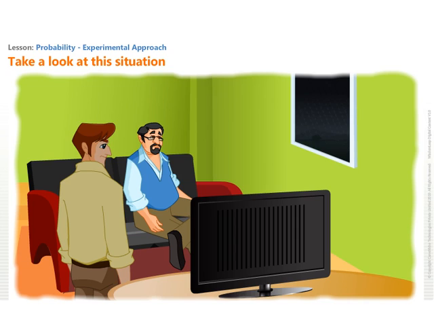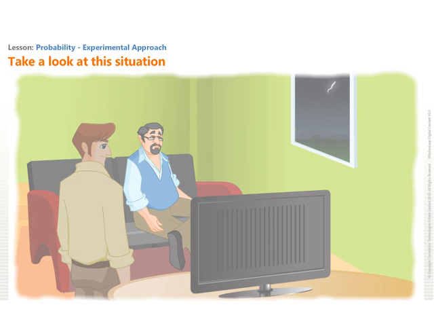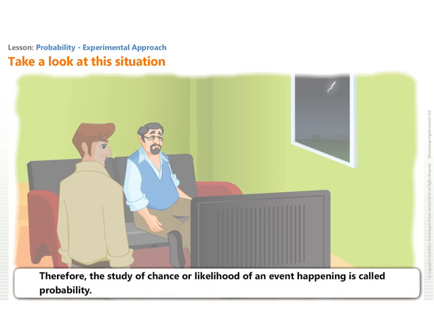In the conversation between Krish and Harry, you heard them use certain phrases and words. What do the words likely, may, chance, doubt, and possibility have in common? The words such as likely, chance, and maybe, which we use in everyday life, involve an element of uncertainty. That is, there is uncertainty about the happening of the event in question. In the real world, events cannot be predicted with 100% certainty. The uncertainty of these words is measured numerically by means of probability. Therefore, the study of chance or likelihood of an event happening is called probability.